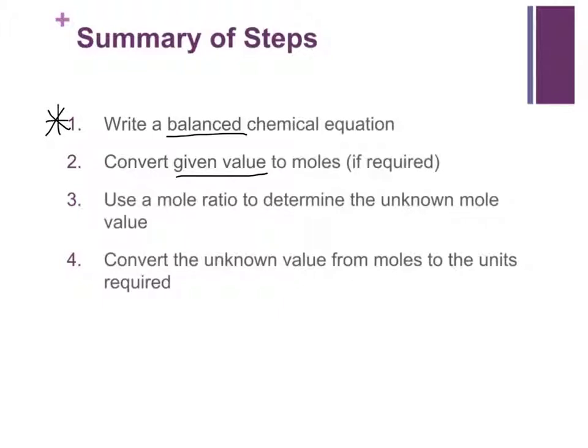For example, if we're given grams, then we would need to convert that first to moles. Once we have moles of our given value, we can use a mole ratio to determine the unknown value, also in moles. Finally, we are going to take our unknown value that we figured out from step number 3 and convert that from moles to the units that are asked of in the question. This might be, for example, converting from moles back to grams.